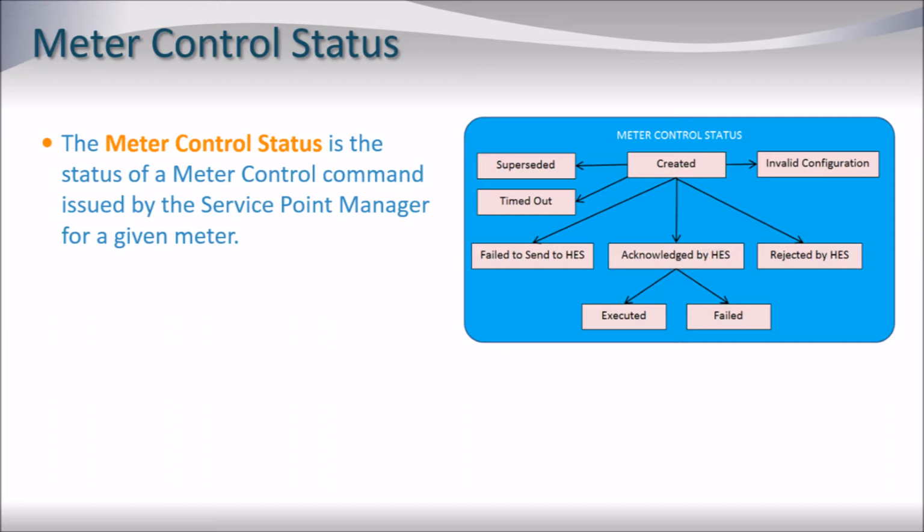The meter control status is the status of a meter control command issued by the service point manager for a given meter, so you can see whether it's been successful, and if not, where it is in the actual communication process.